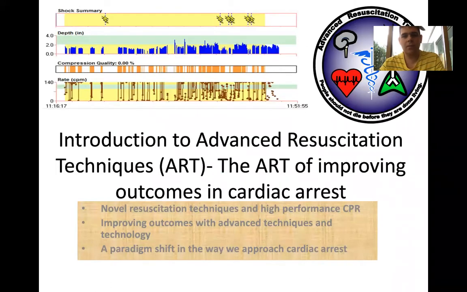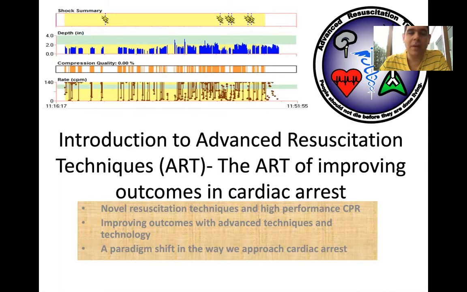Okay, so basically, ART stands for Advanced Resuscitation Techniques. And at its core, it's actually a novel resuscitation technique which involves high performance CPR. And the ultimate goal, of course, is to improve outcomes, which include improved ROSC rates, improved survival to hospital discharge, as well as good neurological outcomes for patients that are discharged. And this uses advanced techniques and new technology, all right?